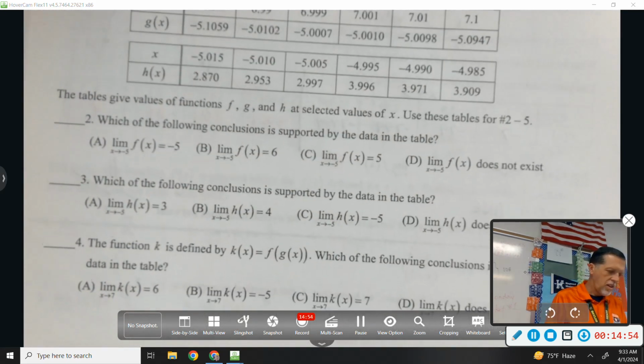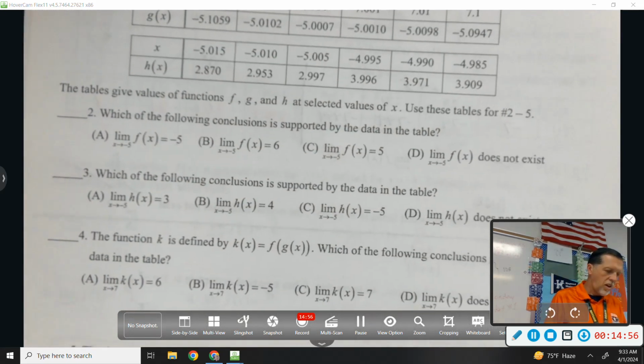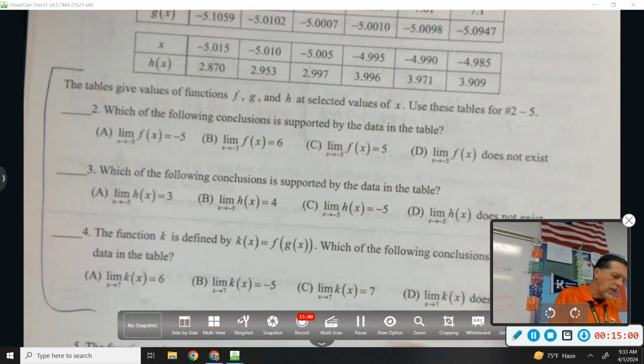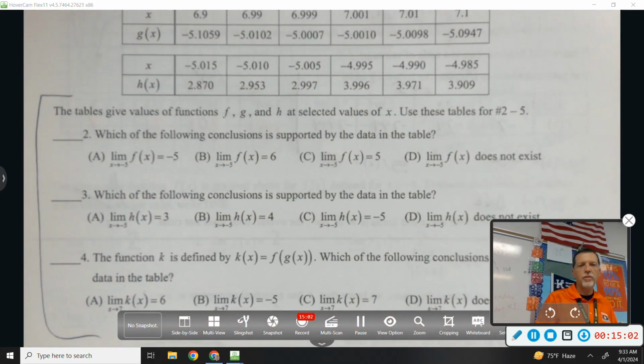All right, why don't you try 2, 3, and 4. So you try 2, 3, and 4. I'll hit pause and then we'll compare answers.